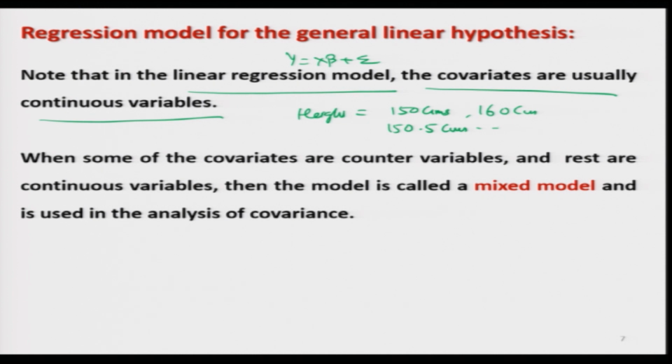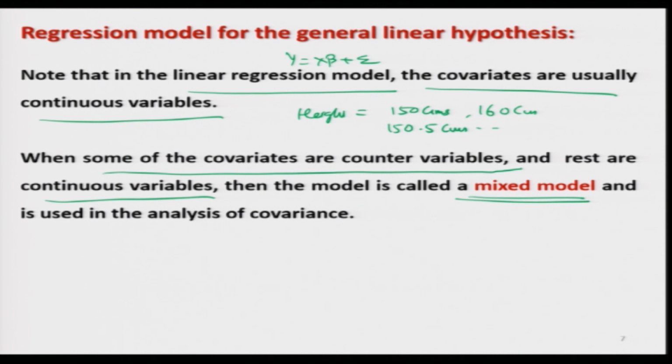So, when all the independent variables and covariates are continuous, then we have the y equal to x beta plus epsilon model as a linear regression model. And now, if there is a combination, that some of the independent variables or covariates are counter variables and the remaining are continuous variables, then the same model y equal to x beta plus epsilon is called a mixed model.